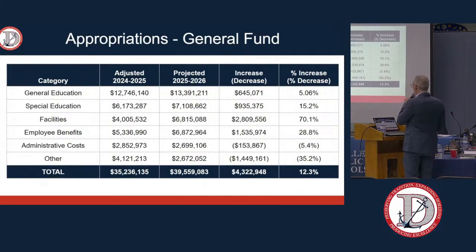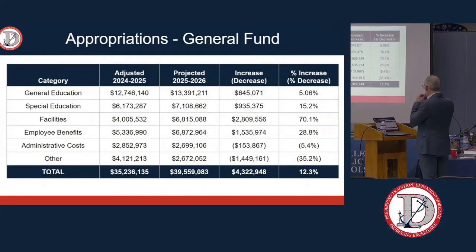On the appropriations side, appropriations is like expenditures, but we haven't spent it yet, so it's the money that we're putting towards future spending. So we have general education, special education, facilities, benefits, and administrative costs, and you can see the increases there. That difference in facilities from $4 million to $6.8 million is primarily, again, because of the preschool facilities project.